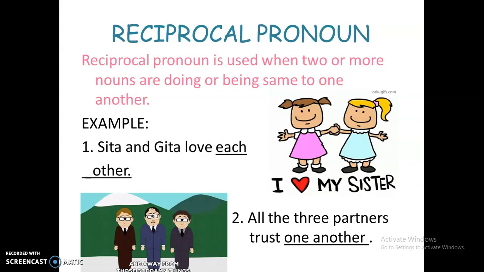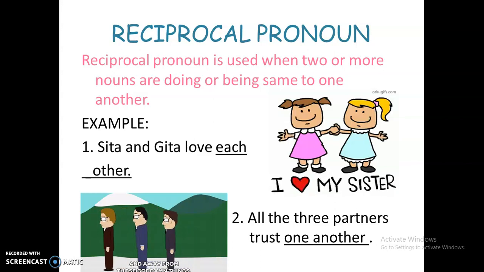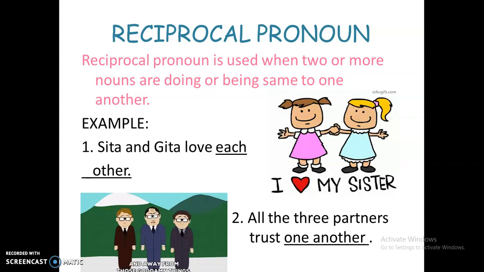Next we have reciprocal pronoun. A reciprocal pronoun is used when two or more nouns are doing or being the same to one another. Let's try to understand through an example. Sita and Gita love each other. Here Sita and Gita are names and they love one another. So here each other is used for both of them, so it is a reciprocal pronoun. All the three partners trust one another. For the three, we used the pronoun one another, so it is a reciprocal pronoun.